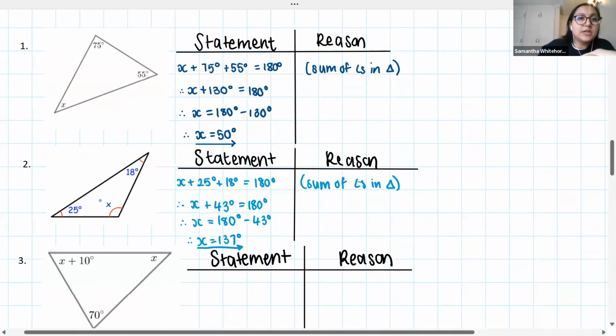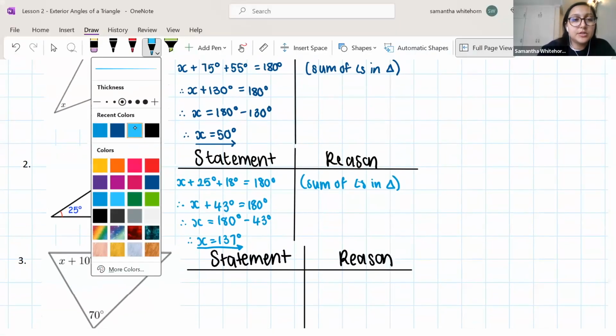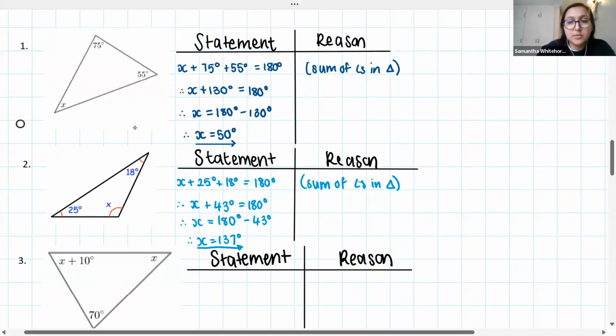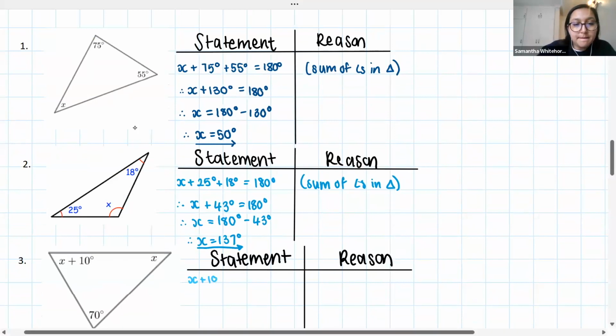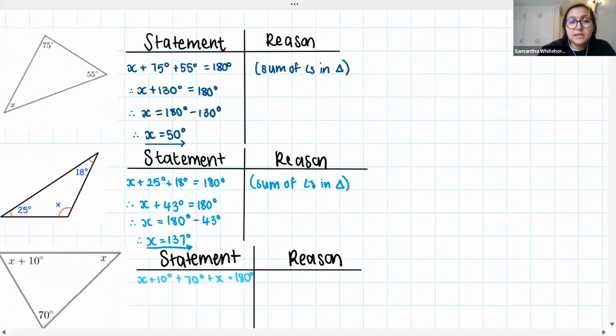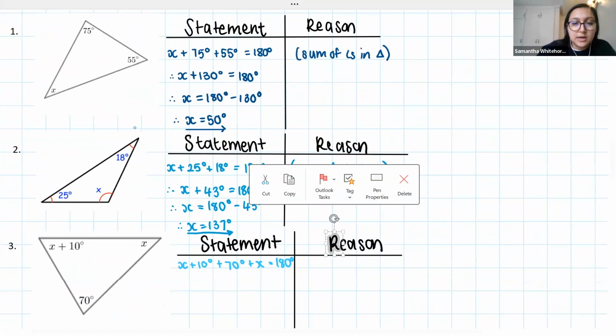Right, guys, the last question, a little bit trickier just because of the way the angles are presented, but it doesn't change what we need to do. So x + 10 + 70 + x is equal to 180 degrees. If we add all those angles up, we get 180. And our reason is sum of angles in a triangle.